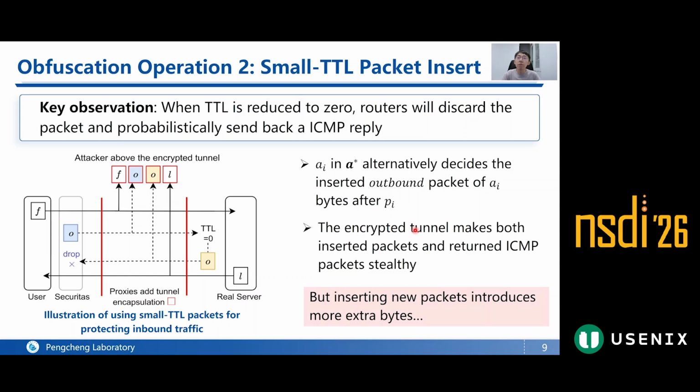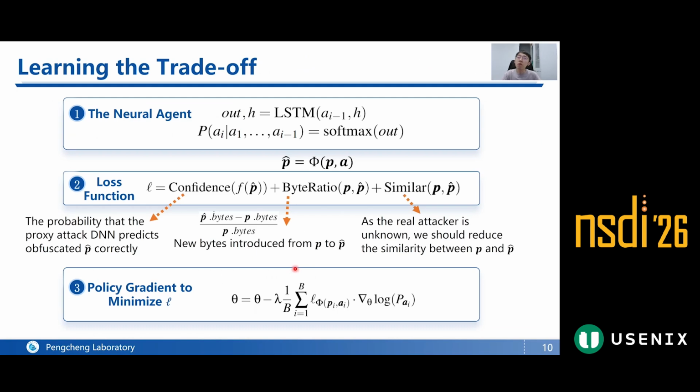However, if we insert new packets into the network, they will introduce more extra bytes. In this example, by sending 2 packets, we already introduced 2 new packets. This will burden the bandwidth overhead. Therefore, we need to make a trade-off between fragmentation and small-scale packet insertion, and we use a learning technique.